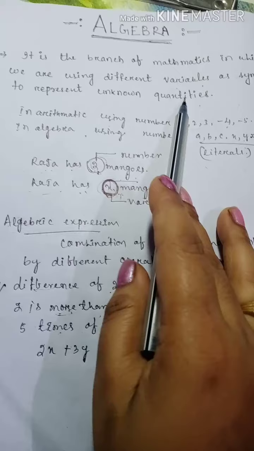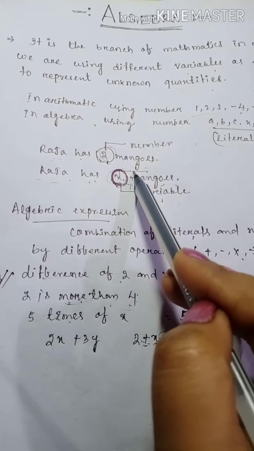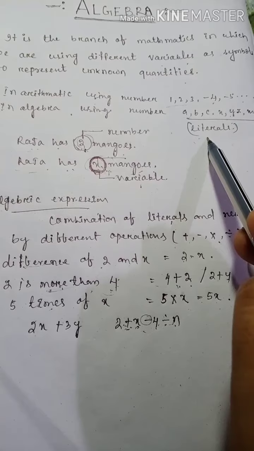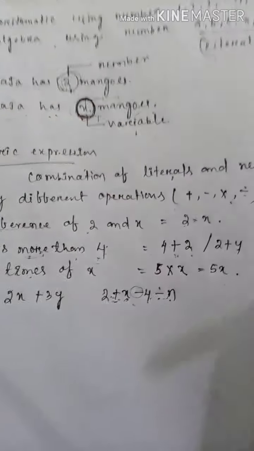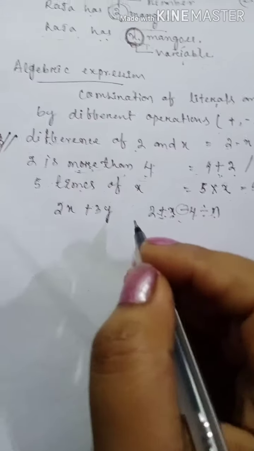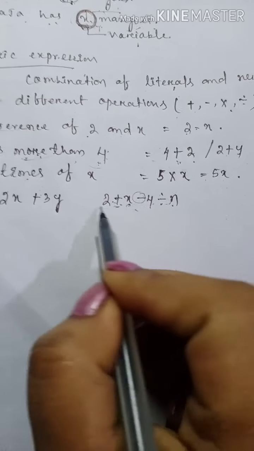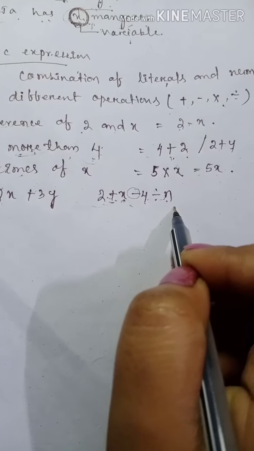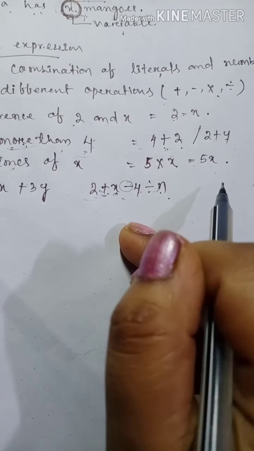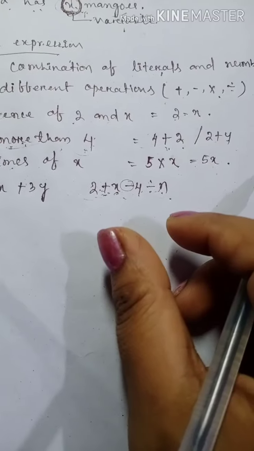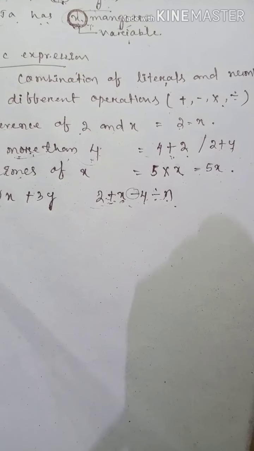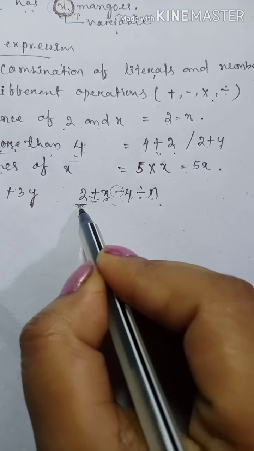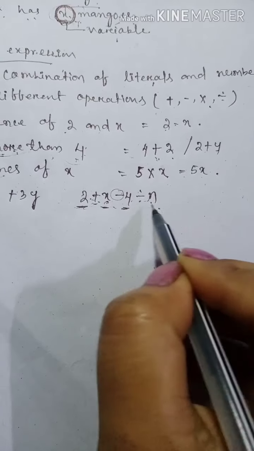So what I told here: what is algebra and how it is represented, what are the literals and what are the variables. Next is algebraic expression. Next thing is terms. What are terms? See, in an algebraic expression, if each part is separated by the signs, each part is known as a term. Means what? See, it is a term, it is a term, it is a term, it is a term.